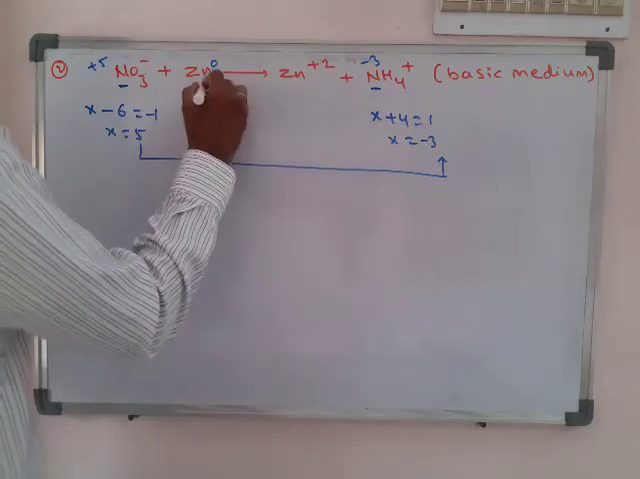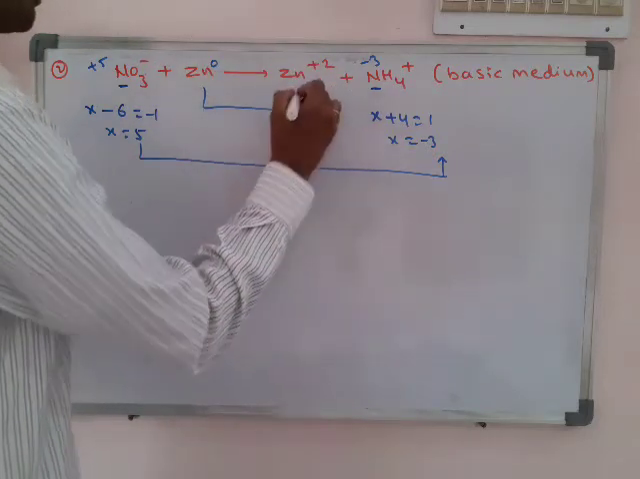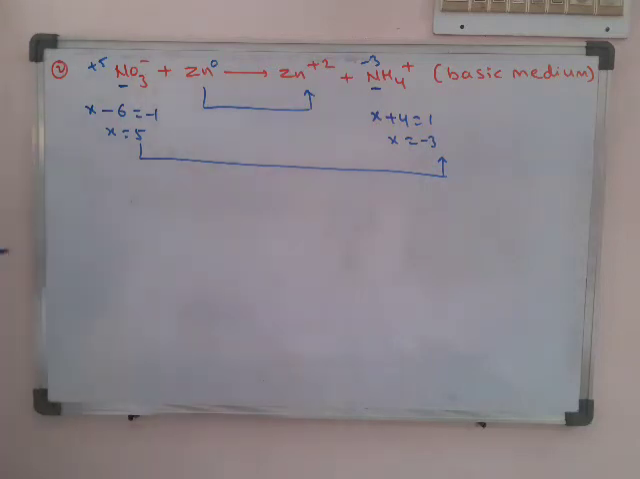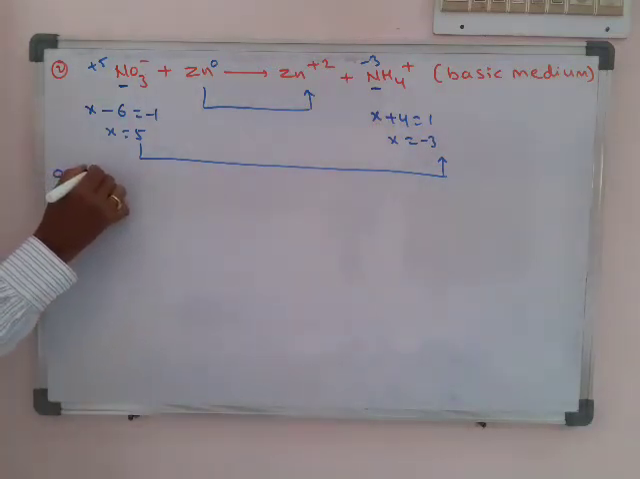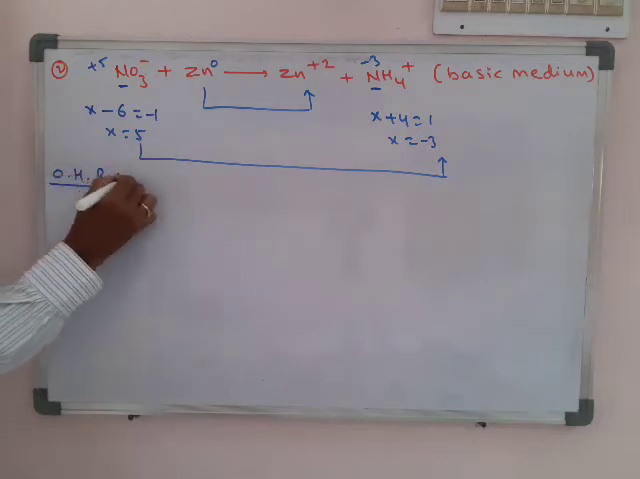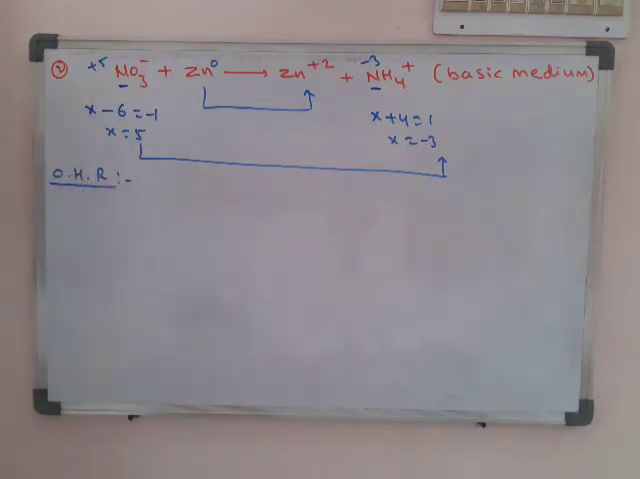Zinc, with oxidation state 0, directly goes to the ionic form, Zn plus 2. It is oxidized. Okay, so now write the oxidation half reaction and balance it. We already discussed the rules, so we do this problem somewhat fast.